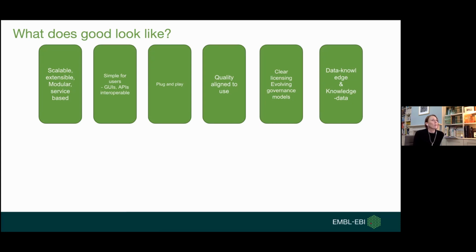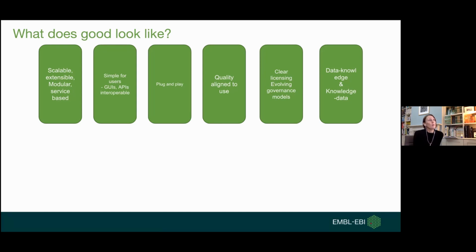So we need it to be service-based because we have a contract with the user. Is it simple for the user? Are the user interfaces and the programming interfaces usable for the things they want to do? And are we interoperable? Because we know we're not the only resource that people will use, but we also know internally our data must flow up through those resources that I showed. They should be plug and play because we want to put things together for different scenarios, for example, when we operate data resources in different jurisdictions. The quality should be aligned to the use that we envisage for the data, but we should also be able to go back and upgrade the quality if we need to.